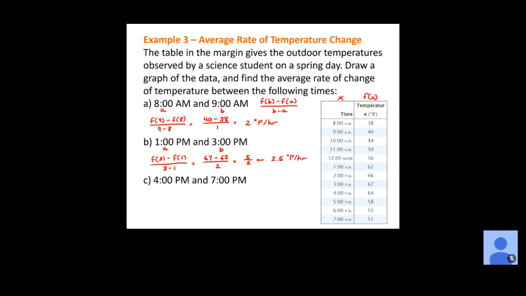And so basically, again, this is a positive value, meaning we rose by 2.5 degrees Fahrenheit for every hour between the hours of 1 o'clock and 3 o'clock. Any questions on that one now?